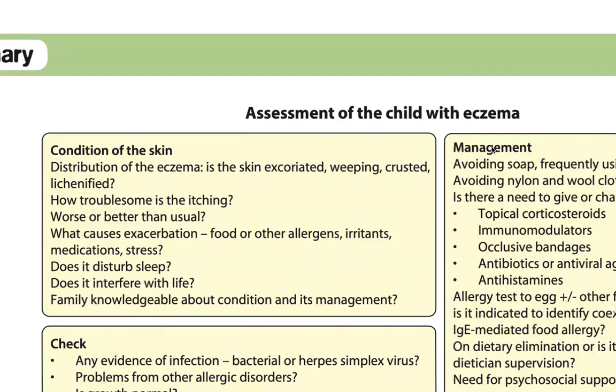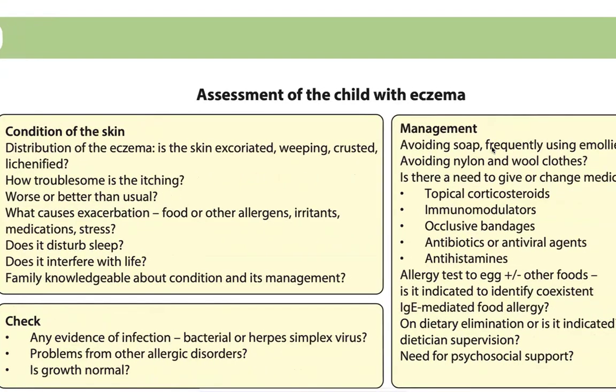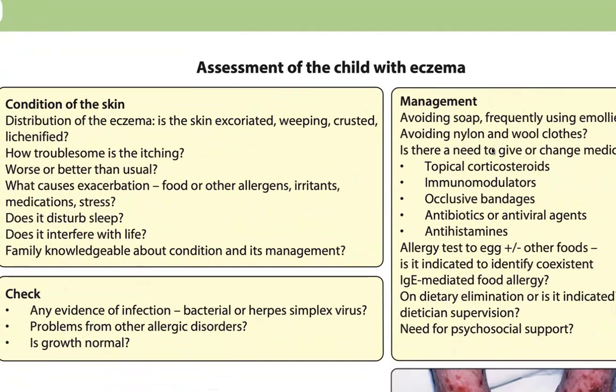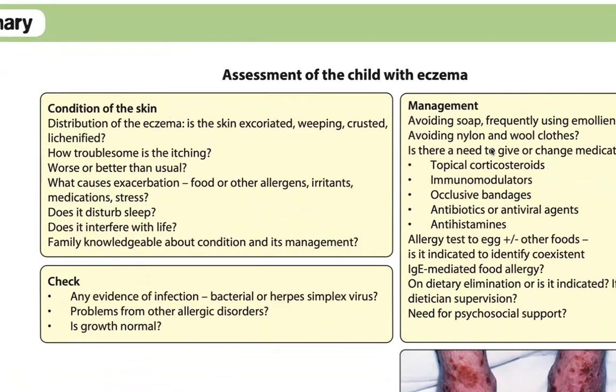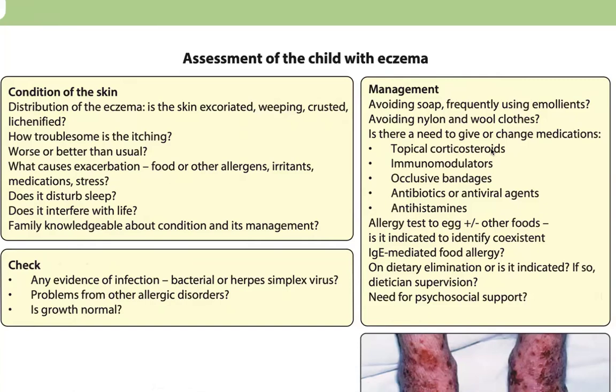These are the assessments of a child with eczema. Condition of the child: distribution of eczema, is it often excoriated, deeply encrusted, lichenified? How troublesome is the itching, worse or better than usual? What causes exacerbation: food, other allergen, irritant, medication, stress? Does it disturb sleep? Does it interfere with life? Is the family knowledgeable about the condition and its management? Check for any evidence of infestation, bacterial infection, herpes simplex, problems from other allergic disorders. Is growth normal?